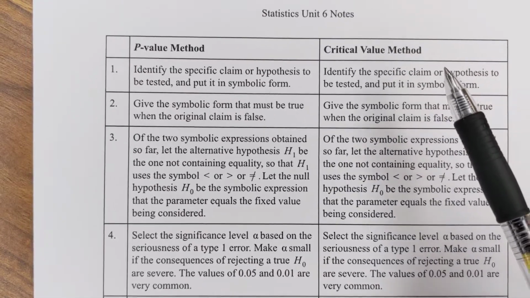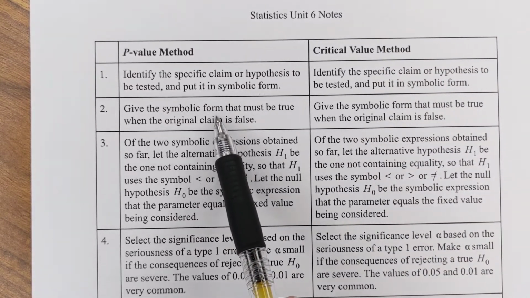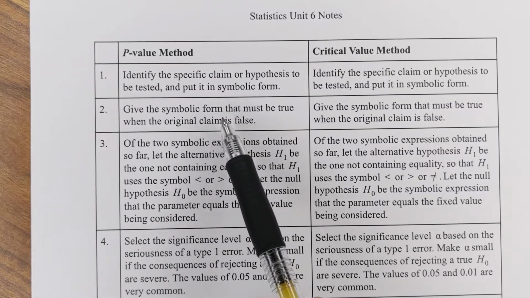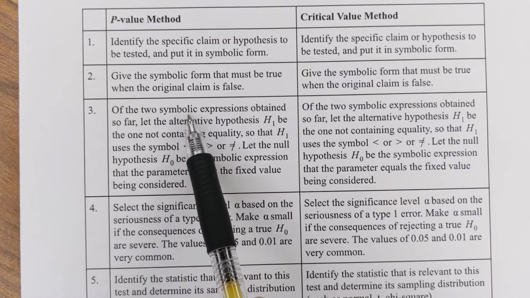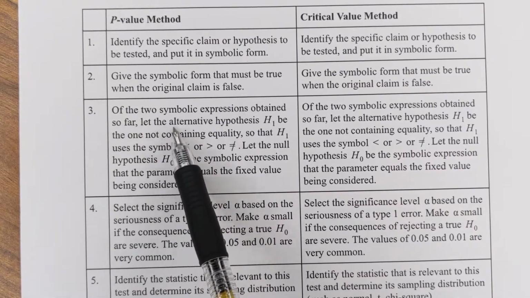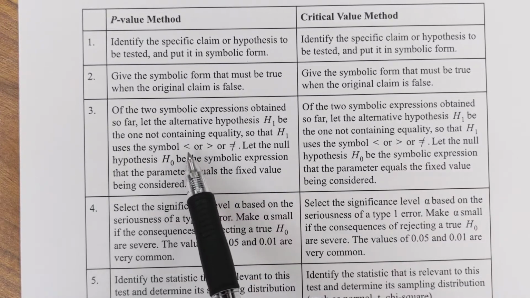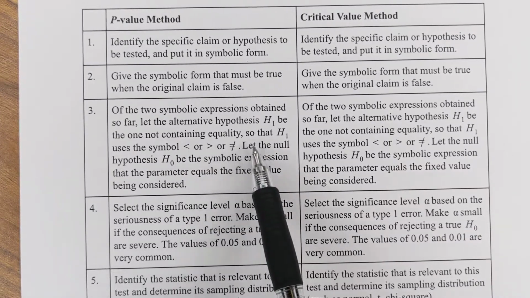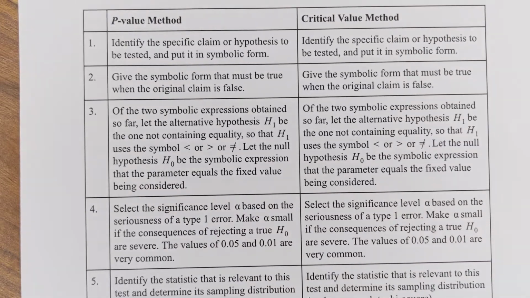So, if our claim is that x is less than 2, the symbolic form would be x is greater than or equal to 2. So what would make my statement false? For step 3, of the two symbolic expressions obtained so far, let the alternate hypothesis H1 be the one not containing equality, so that H1 uses the symbol less than, greater than, or not equal to. Let the null hypothesis be the symbolic expression that the parameter equals the fixed value being considered. So same thing over here.